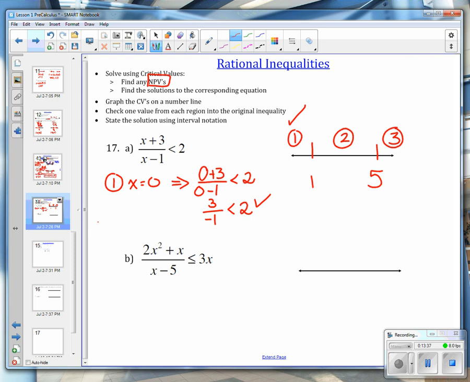Second one, I'm going to kind of run out of room here. But I want to look for a number now that's in section 2, which is in between 1 and 5. So that would be x is equal to 2, let's say, for instance, or you could have chosen 3 or 4 or whatever. So now I'm going to put that in. So I've got 2 plus 3 over 2 minus 1. Is that less than 2? Well, I've got 5 over 1 is less than 2. No, that's not going to be a solution. So therefore, I can just put an x in that section.